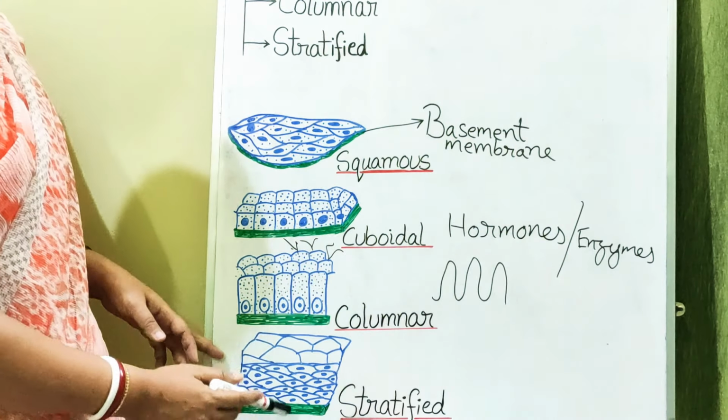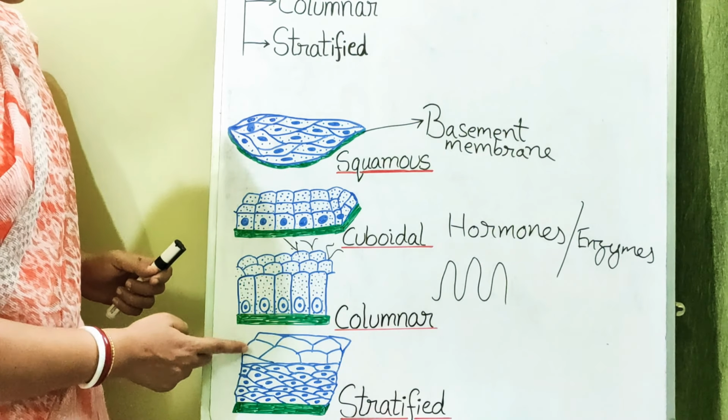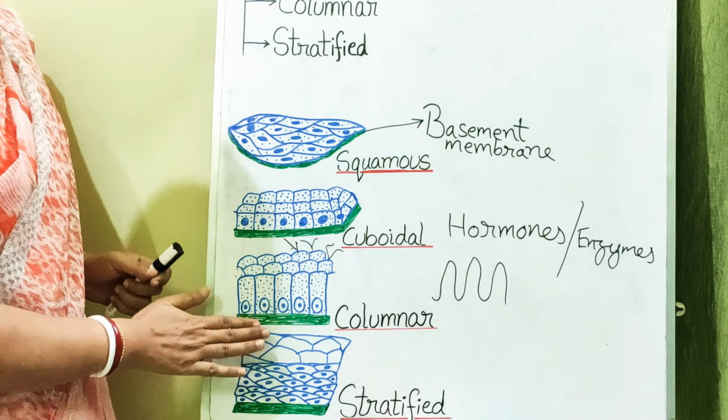And stratified epithelial tissue, you can see it's multi-layered, isn't it? So many layers are there. It's strata.